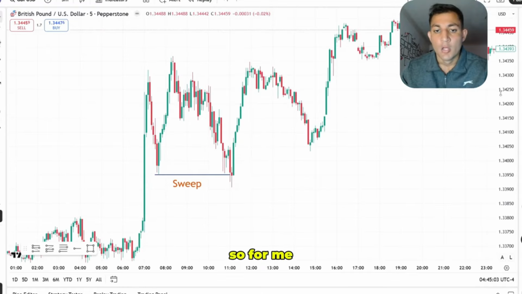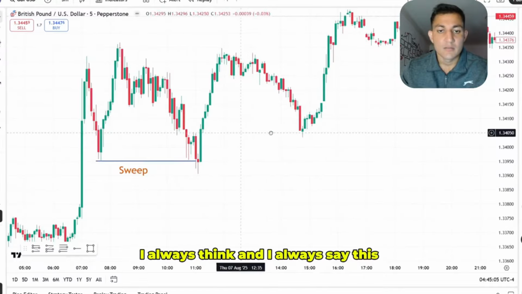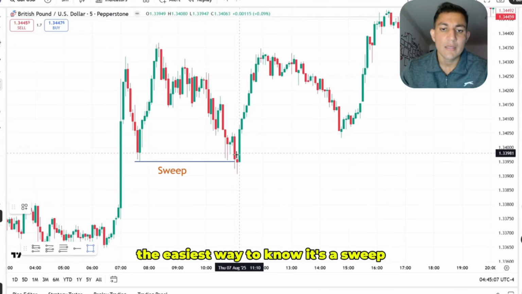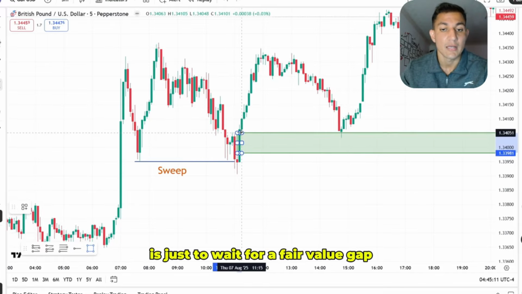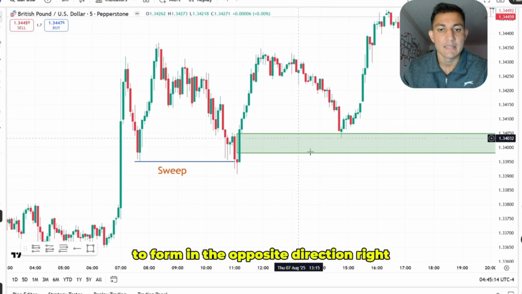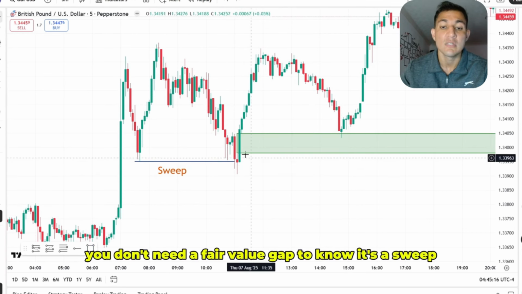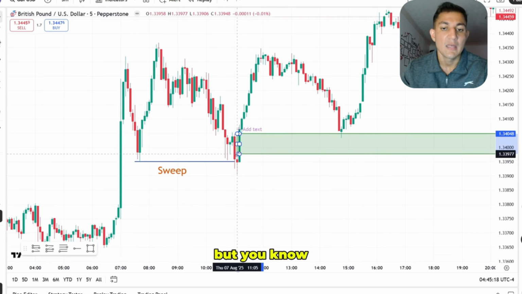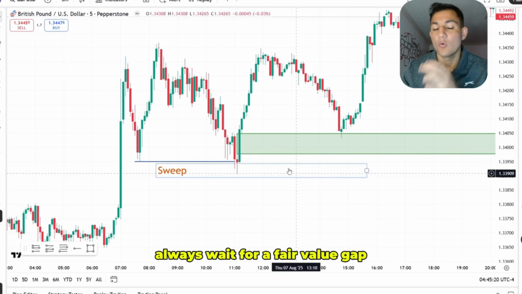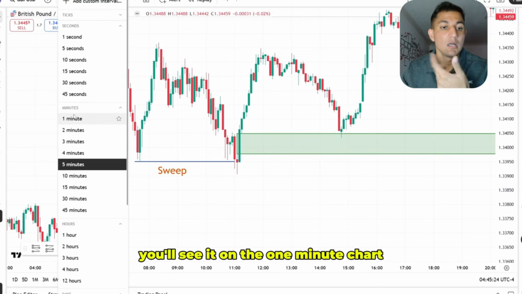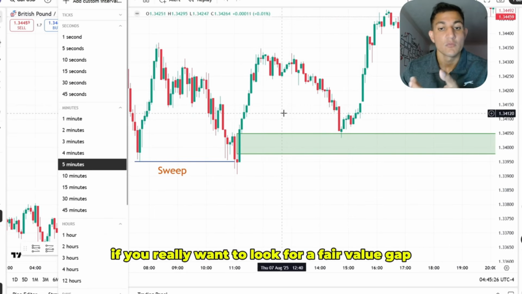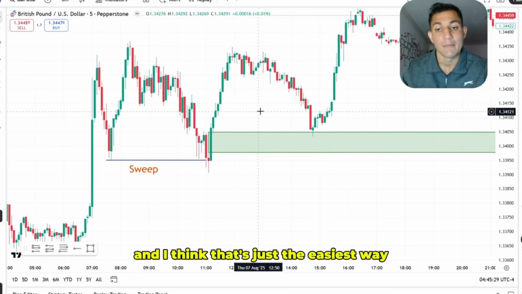So for me, I always think, and I always say this to my students, the easiest way to know it's a sweep and the easiest entry pattern is just to wait for a fair value gap to form in the opposite direction, right? Now, you don't need a fair value gap to know it's a sweep, but, you know, if you're just starting out and you're struggling, always wait for a fair value gap. And if you don't see it on the 5-minute chart, you'll see it on the 1-minute chart or even the second chart if you really want to look for a fair value gap. I think that's just the easiest way.